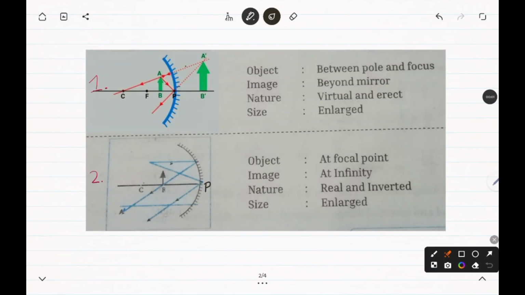Hello friends, in this video I'm going to explain all of the 6 ray diagrams of image formation in concave mirror. So let's begin. Let's go with the first one.